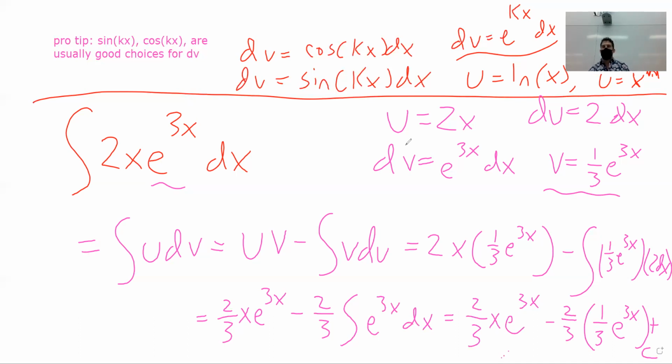All right. Any questions there? So yes, we can do a further reduction, write this as minus 2/9 e to the 3x. But I'm out of space and we're out of time, so we will call it there.